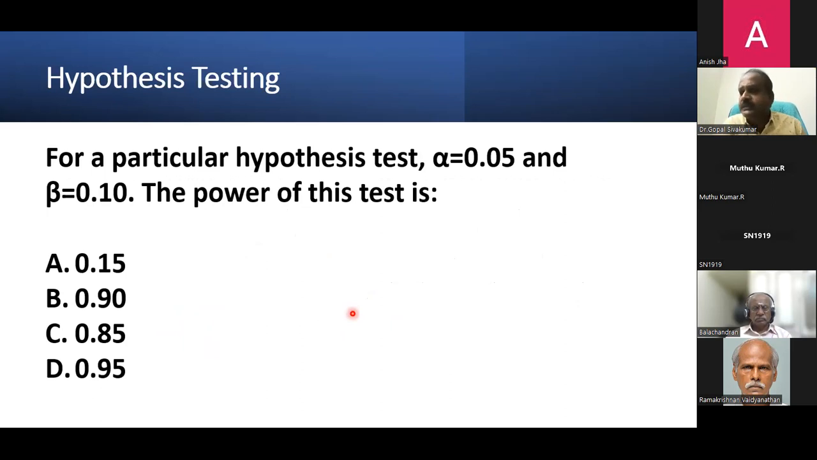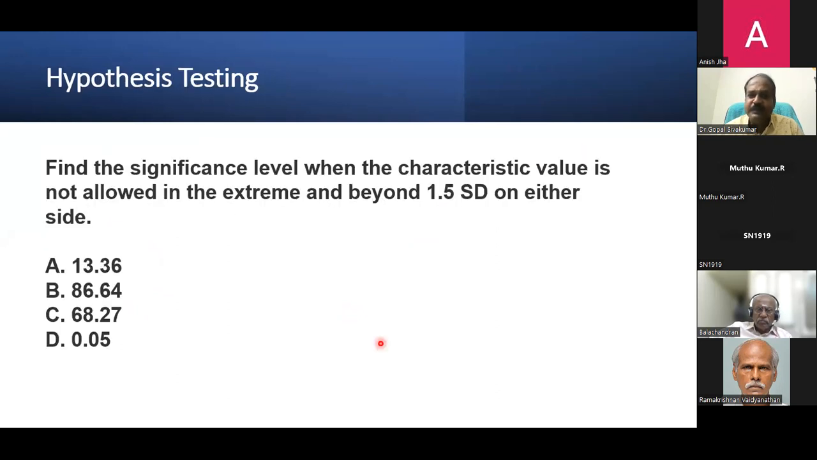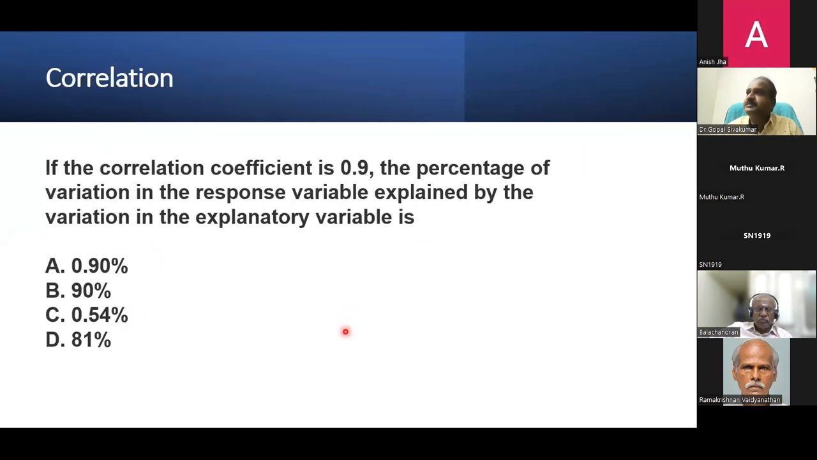Now, for a particular hypothesis test, alpha equal to 0.05, beta equal to 0.1. What is the power of this test? 90%, 0.9. All of you understand? 90%, 0.9 is correct, because beta is given as 0.1, so the power of the test is 0.9. For the same test, alpha 0.05, what is the confidence level? 95%, 0.95. Hope all of you are comfortable. We have discussed this many, many times.